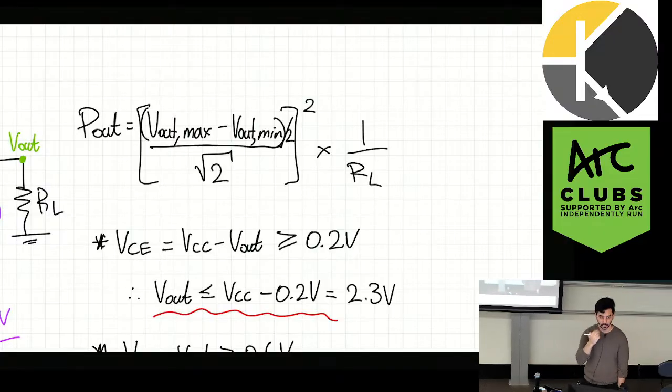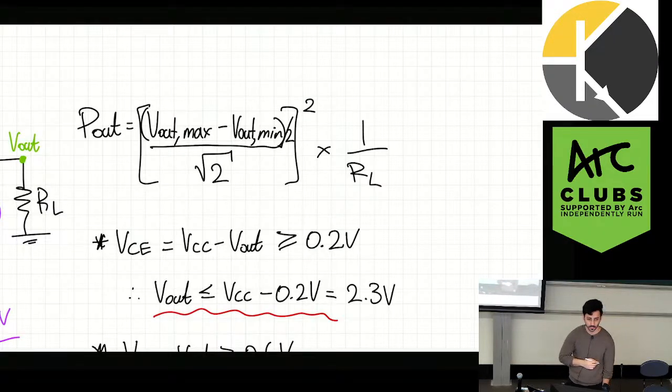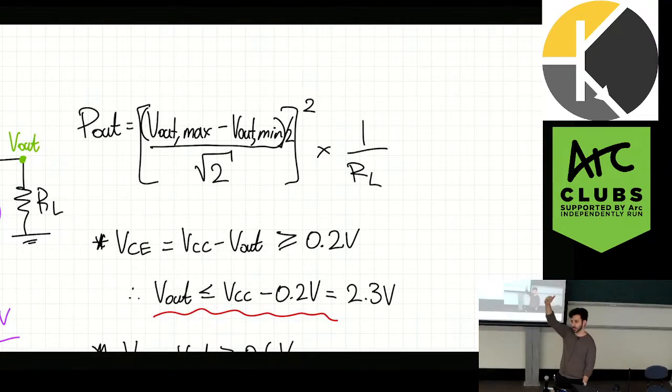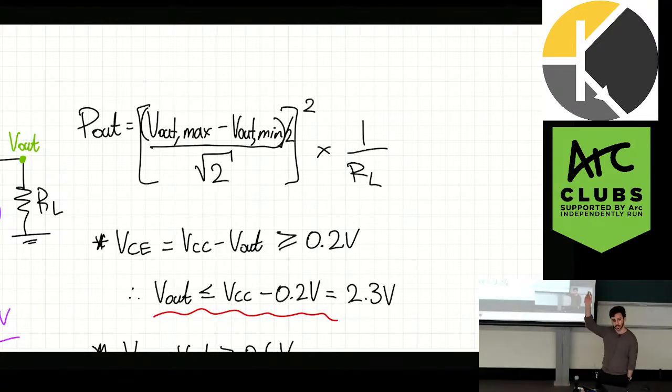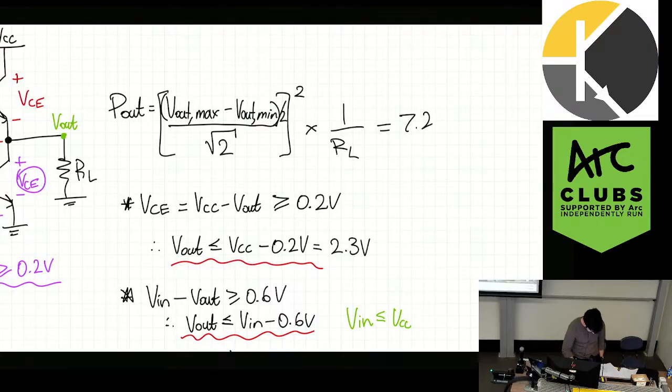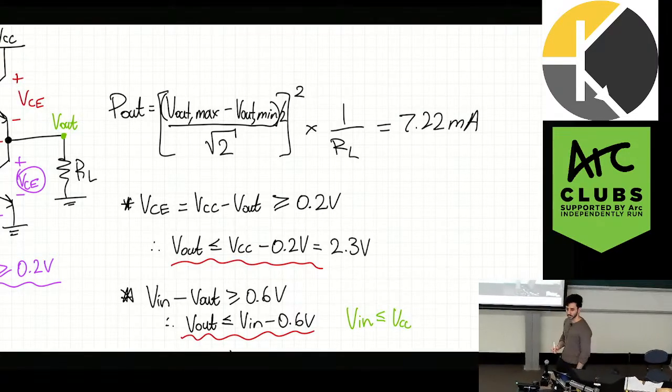Why is this subtracted by Vout min rather than just taking Vout max to find max power? Because in power amplifiers, we're looking at the swing across the load voltage, right? Because power is not just dependent on what's happening here, it's also depending on what's happening here. So we're looking at the swing across the load. That's the total power. And then when you do this, you get 7.22 milliamps. Okay. Any questions?